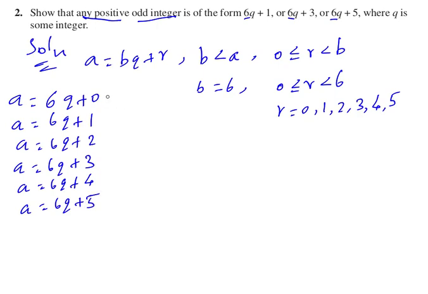So the first case, a equal to 6q plus 0. So the 0 we can leave. We can write only 6q. The 6q we can write as 2 times 3q. So whatever the quotient, it is multiples of 2. So definitely it is an even number. In our case, we have to show that any positive odd integer only. So for even integers, in this case, it is not necessary. So we can leave these even integers.